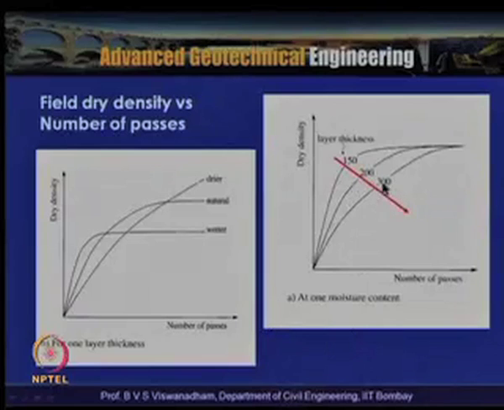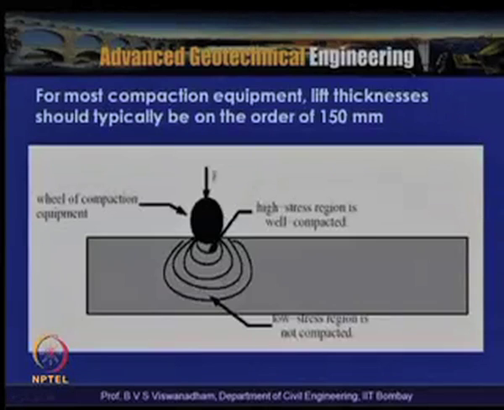So, for the dry density achieved with the number of passes, you can see that with increased layer thickness, the density achieved for a given number of passes is less. But increasing the number of passes further does not have a particular influence. And mostly for compaction equipment, the lift thickness should typically be of the order of 150 mm or 300 mm.